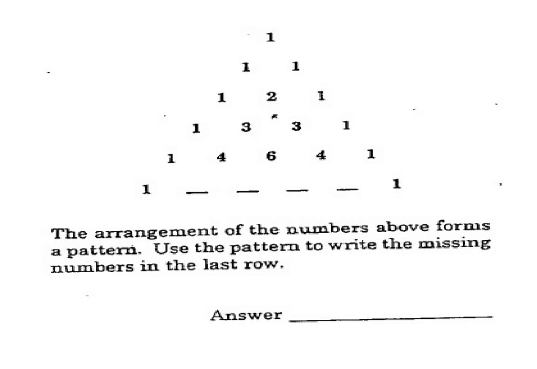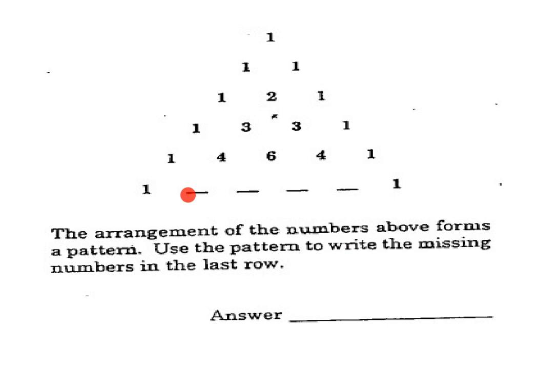All right. So they have a triangular arrangement of numbers, right? This is what we call the Pascal triangle in math, right? But all they really want you to do is be able to identify a pattern, right? So we're going to talk about that in a little bit. Now, they say the arrangement of the numbers above forms a pattern. I mean, we're seeing it, right? Use the pattern to write the missing numbers in the last row.